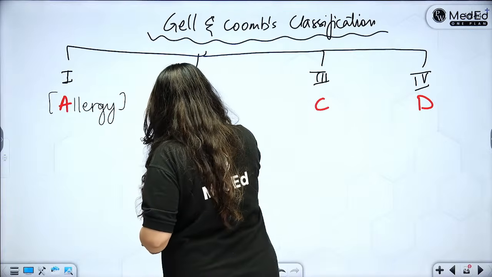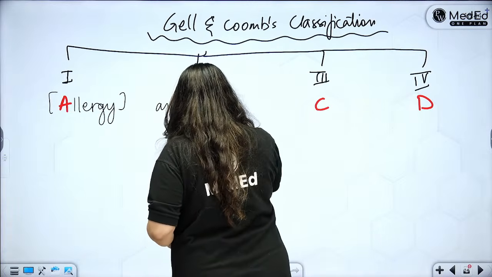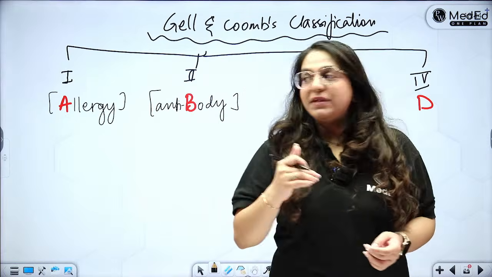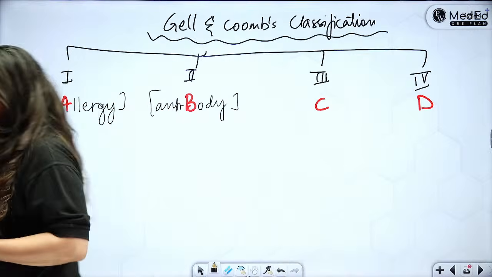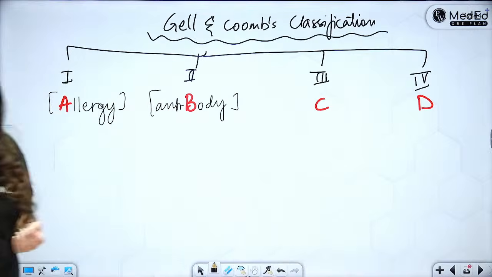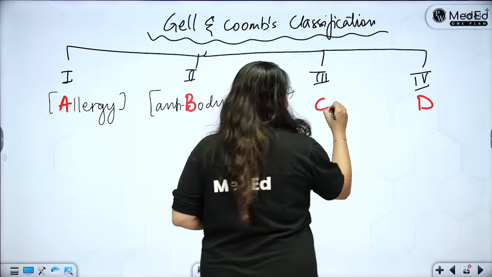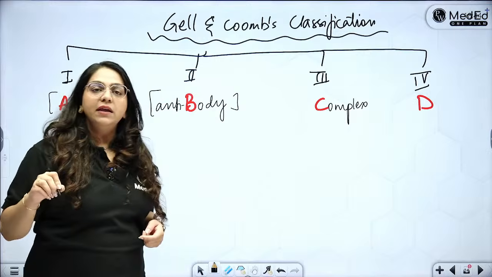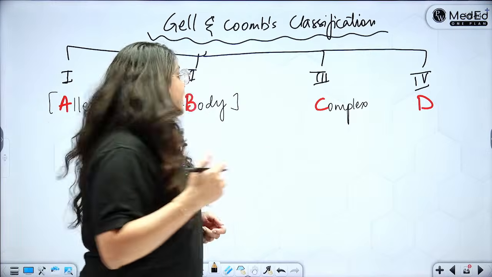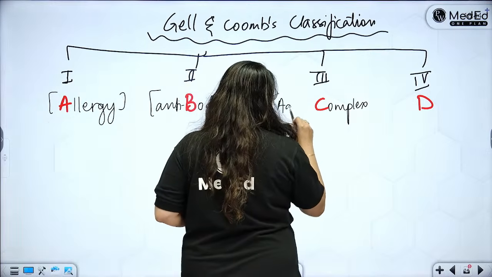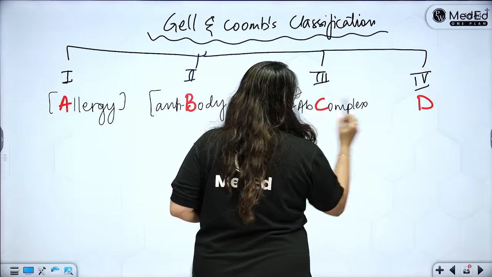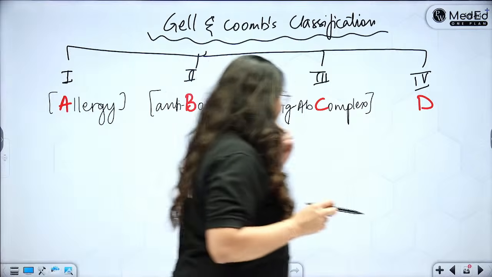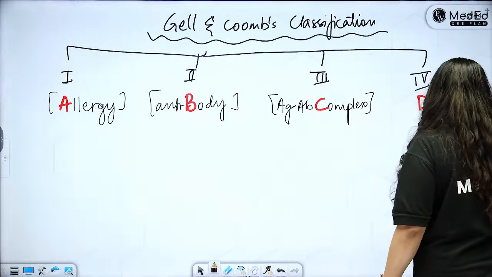What is B? B means antibody. So what is type 2? Type 2 is antibody mediated hypersensitivity reaction. Right? What is C? C stands for complex. Which complexes are formed in the body? Antigen antibody complex. So type 3 reaction is antigen antibody complex mediated hypersensitivity reaction. And what is D? D stands for delayed type hypersensitivity.